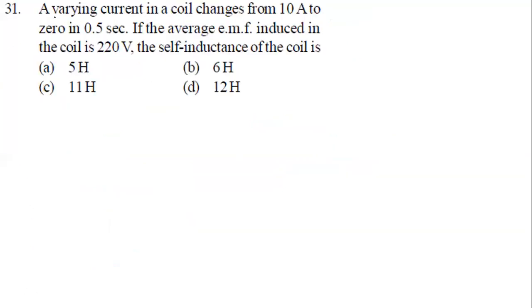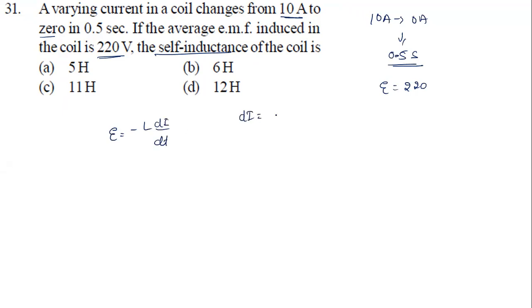Look at question number 31. A varying current in a coil changes from 10 ampere to 0 ampere in a time of 0.5 second. If the average EMF induced in the coil is 220, then we need to find the self-inductance. EMF is given as 220, and we need to find the self-inductance. Again, the same formula: E equals minus L times di by dt. Here di means the change in current, that is 0 minus 10.